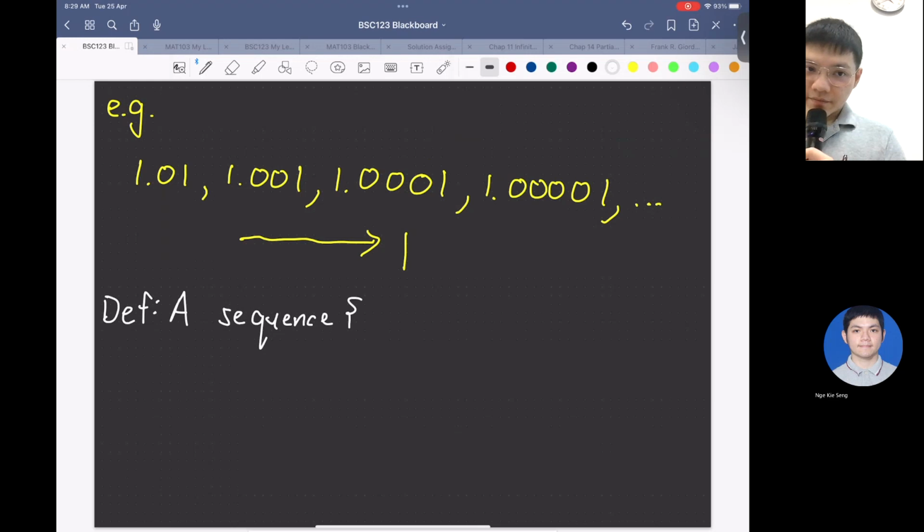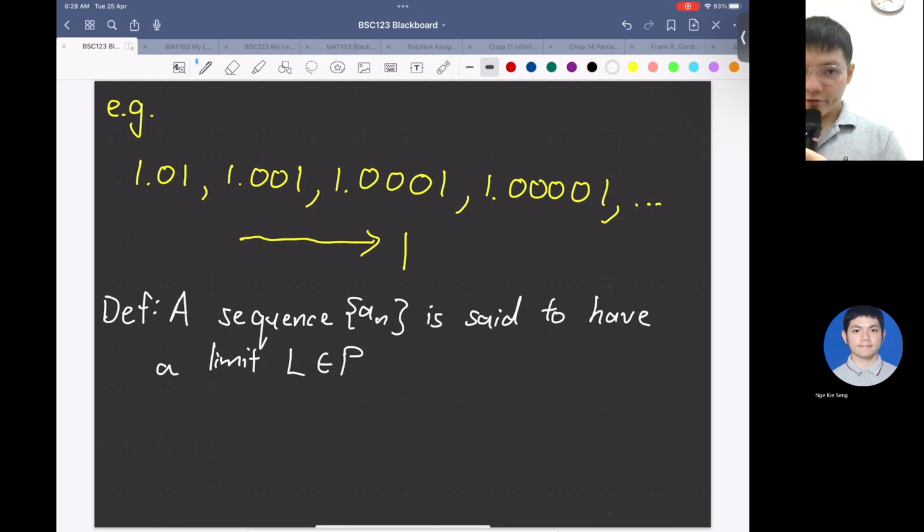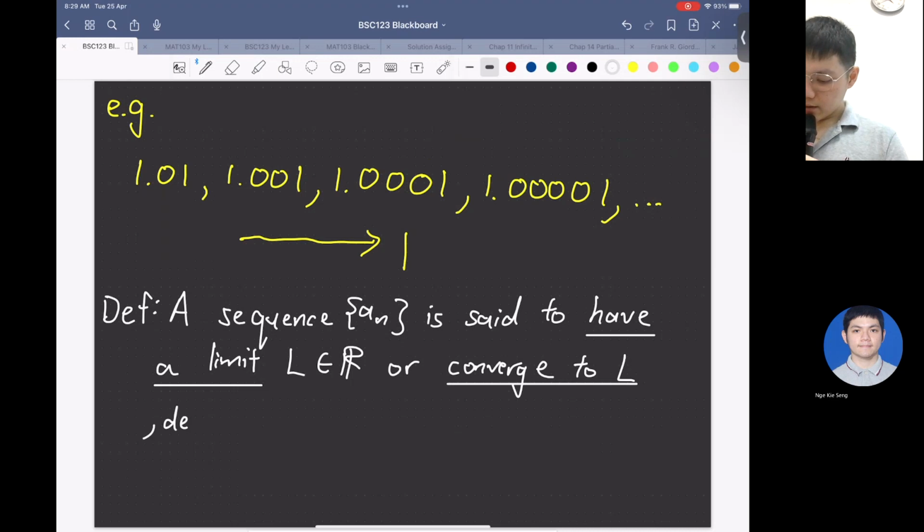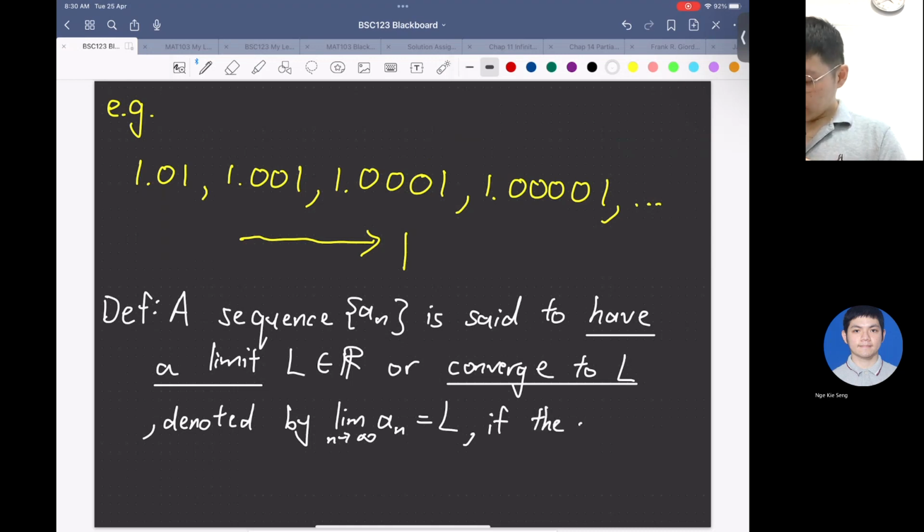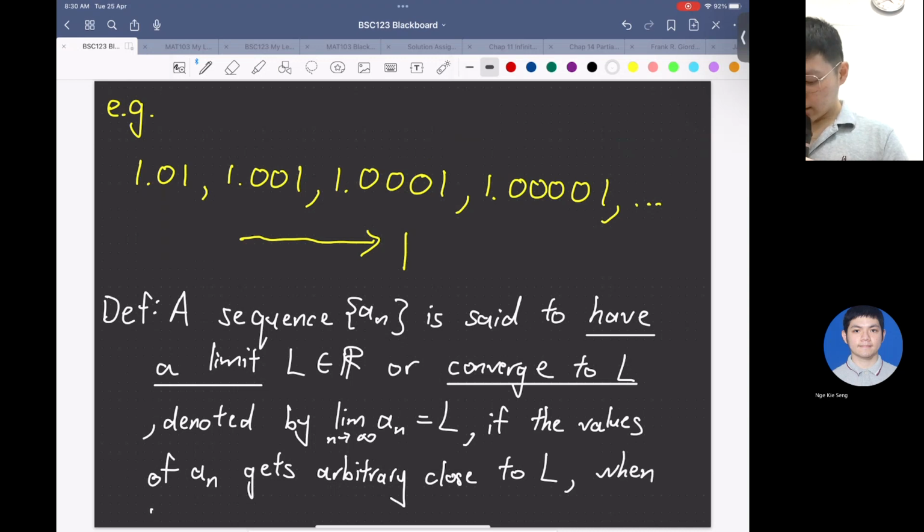So we define a sequence to have a limit, let's call it L, or we say it converges to L, where we write lim n to infinity, a_n is equal to L, if the values of a_n get arbitrarily close to L when n is large enough.